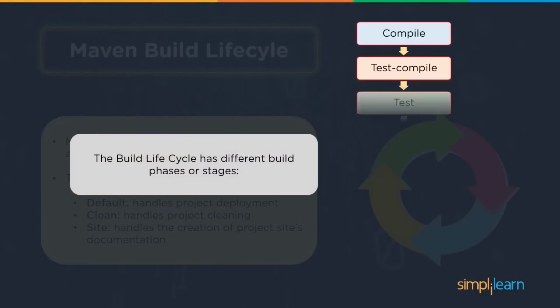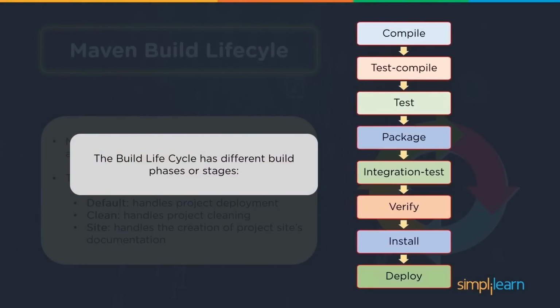Right, so the build lifecycle has different build phases or stages, because when we are performing a build, a variety of things needs to be performed. The first one is compile, then test-compile. Compile is for the source files, and test-compile is for the test cases. Test will execute the test cases, package will package the bundle, then we have integration-test to run the integration test cases, then verify, then install, and the last one is deploy, which deploys the artifacts to the artifact repository. So all these are the different phases and stages which we normally follow for performing build automation.